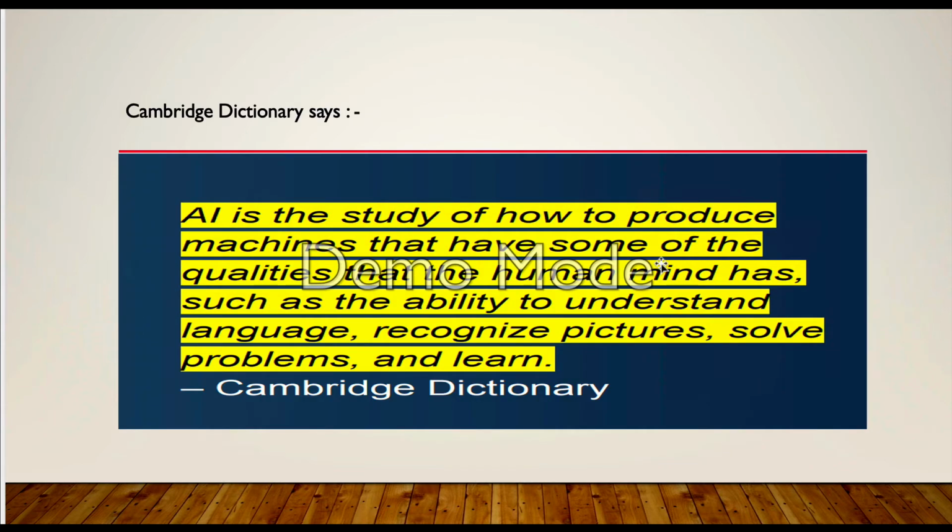The next definition, by the Cambridge Dictionary, helps us with these questions. AI is the study of how to produce machines that have some of the qualities that the human mind has, such as the ability to understand language, recognize pictures, solve problems, and learn. In this definition, there is a focus on automating certain tasks that so far require human intelligence. So studying AI might even help us build a better understanding of what human intelligence is.